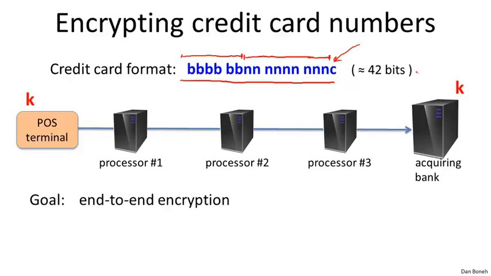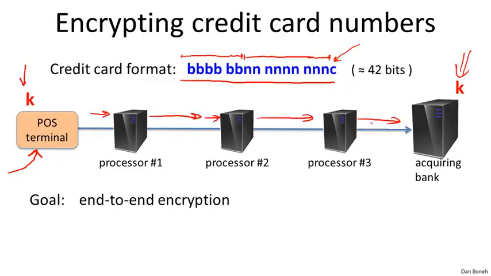Now the problem is this. Suppose we wanted to encrypt credit card numbers so that when the user swipes the credit card at the point of sale terminal, namely at the merchant's cash register, the cash register goes ahead and encrypts the credit card number using a key K, and it's encrypted all the way until it goes to the acquiring bank, or maybe even beyond that, maybe even all the way to Visa. Now the problem is that these credit card numbers actually pass through many processing points.